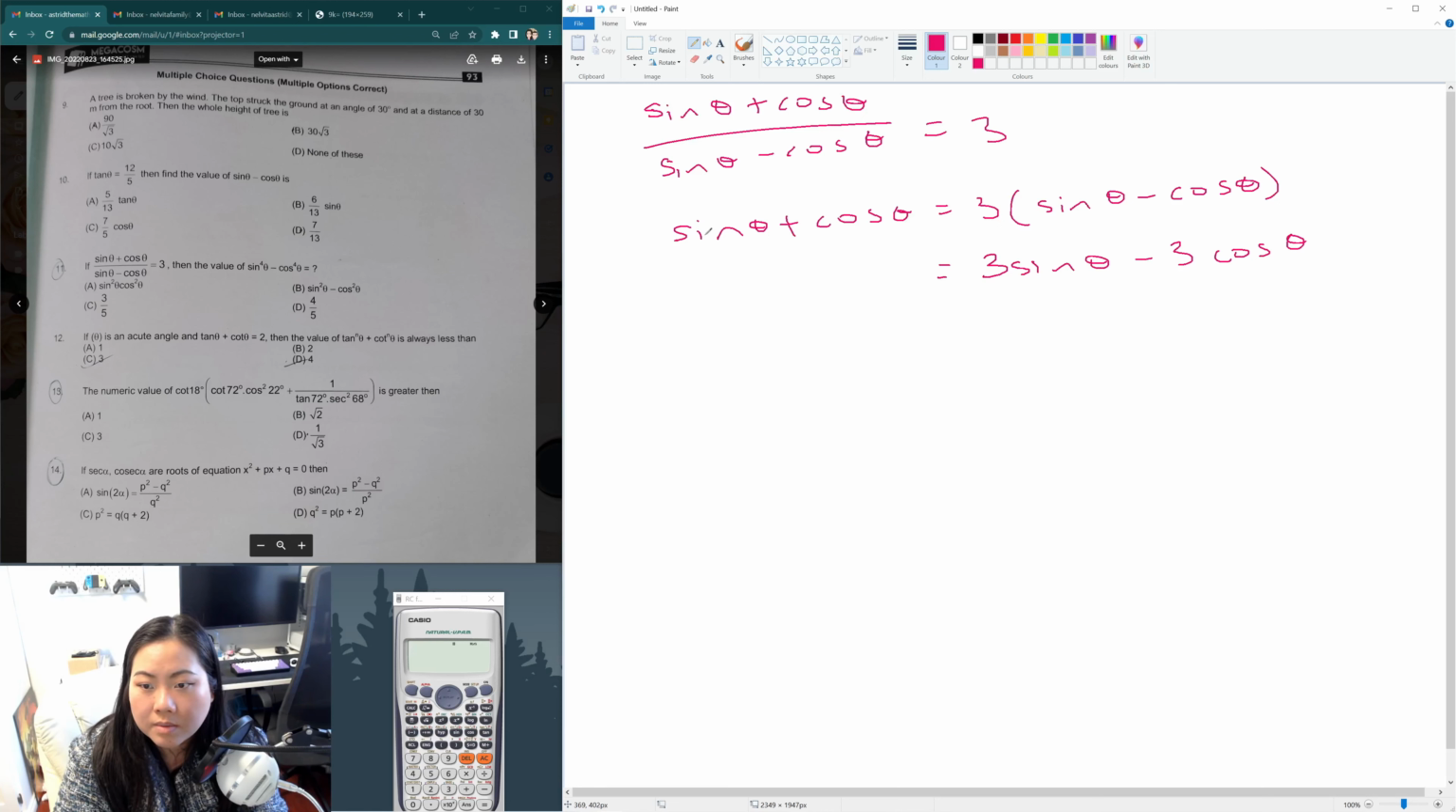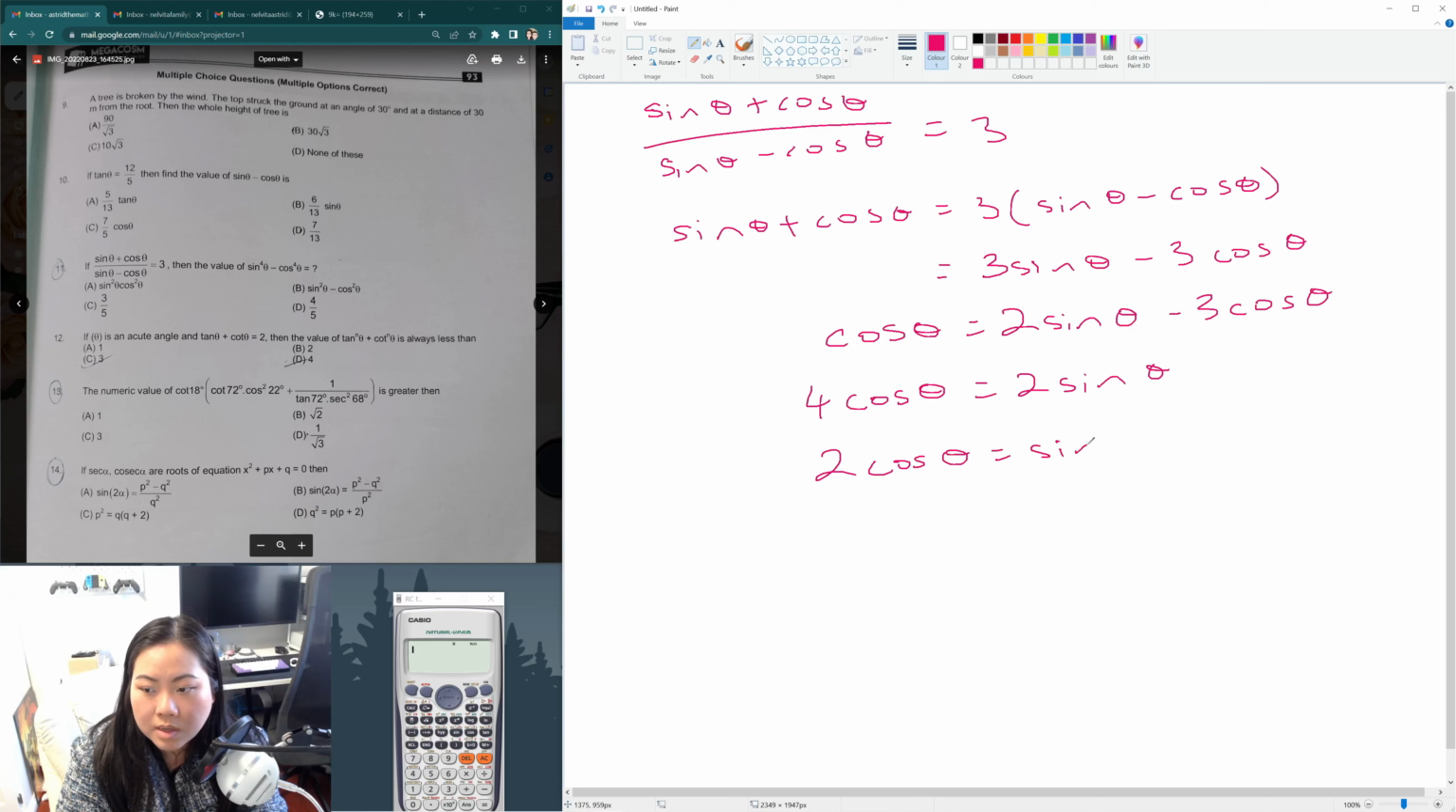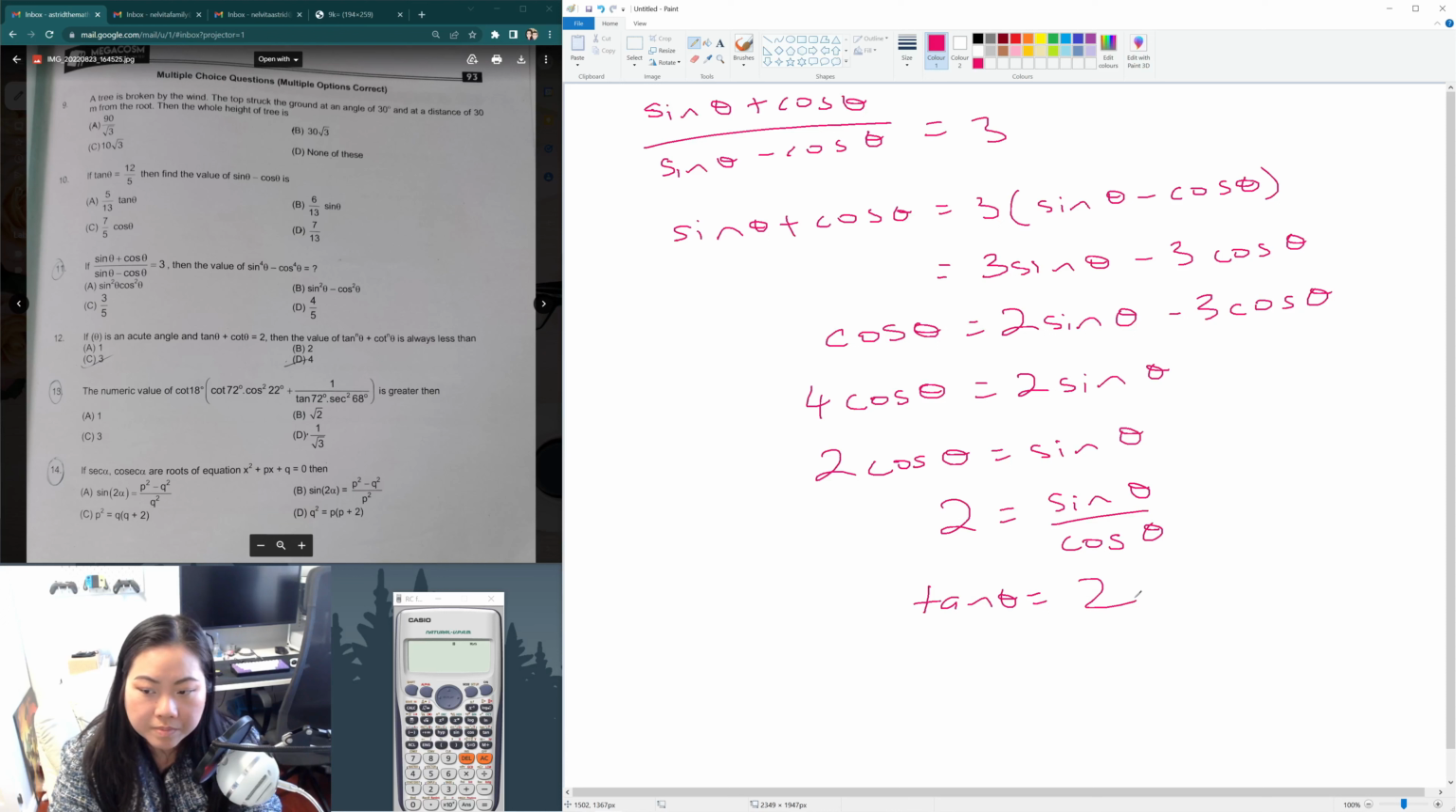I'm gonna minus both sides by sine theta. So cos theta equals 2 sine theta minus 3 cos theta. Then plus both sides by 3 cos theta. So I'm going to have 4 cos theta equals 2 sine theta. Divide both sides by 2. 2 cos theta equals sine theta. Then we divide by cos. So we're going to have 2 equals sine theta on cos theta. And that is tan theta equals 2.